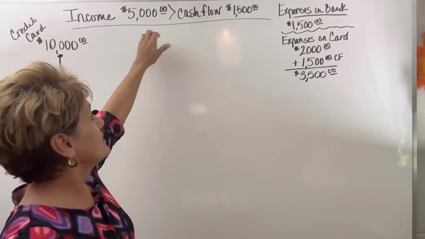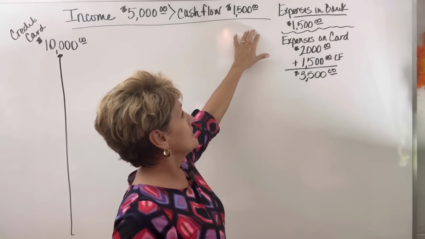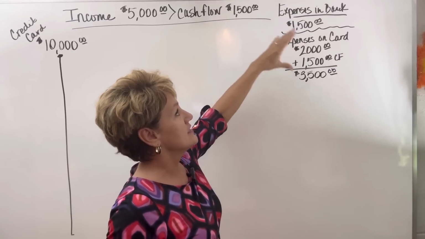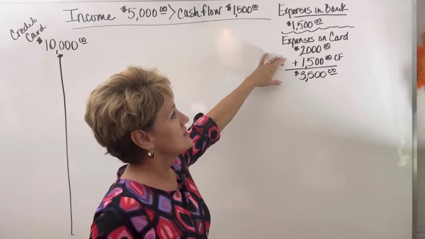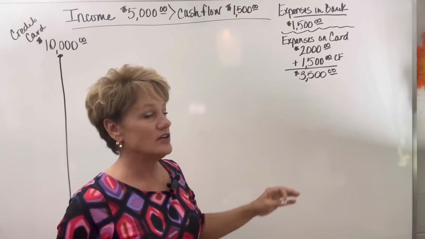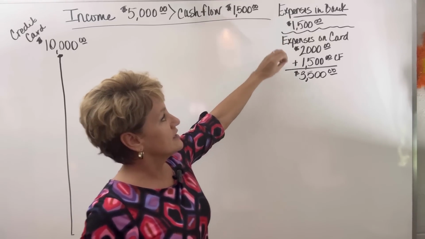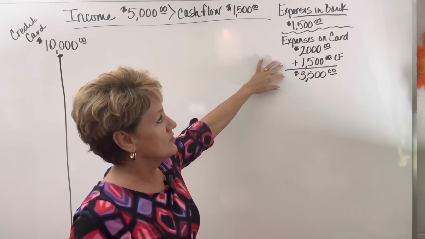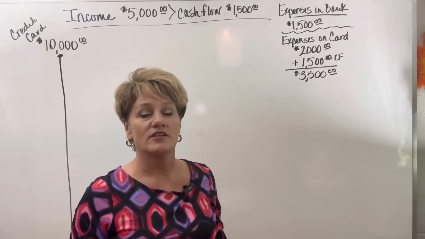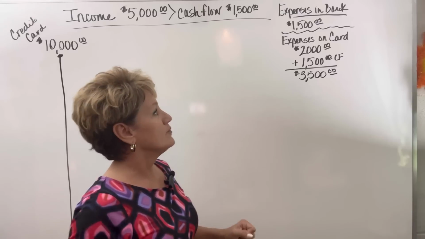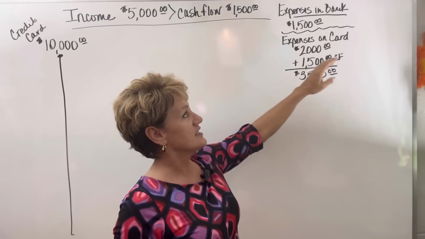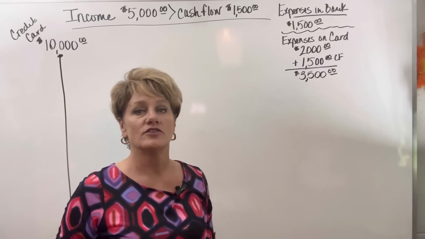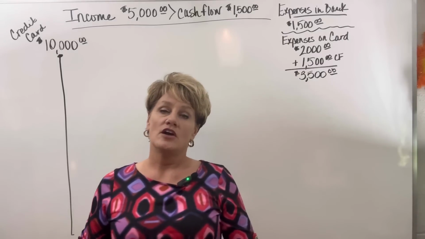This person has $5,000 in income a month, $1,500 in cash flow, meaning that they have $1,500 in expenses that's going to stay in the bank, and they have $2,000 expenses that can go on a credit card. So you have $3,500 in expenses total. Then you have the cash flow of $1,500. $1,500 will stay in the bank to pay like the mortgage, car payments, stuff like that. So you'll take the $2,000 in expenses that can go on a credit card plus your cash flow of $1,500, which means $3,500 can be transferred into this credit card every month.